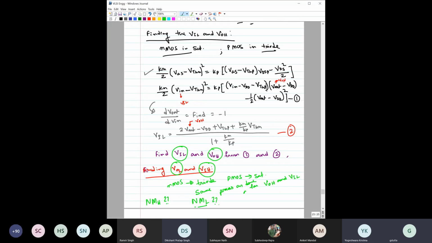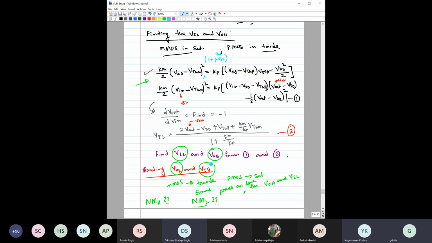And remember, we are still using this equation in saturation for MOSFET, which does not include the channel length modulation effect. If you had considered the channel length modulation effect, then you would have another term here, which is 1 plus lambda VDS. So lambda VDS means lambda V out, right? So you can think how difficult it would be to do it by hand calculation.